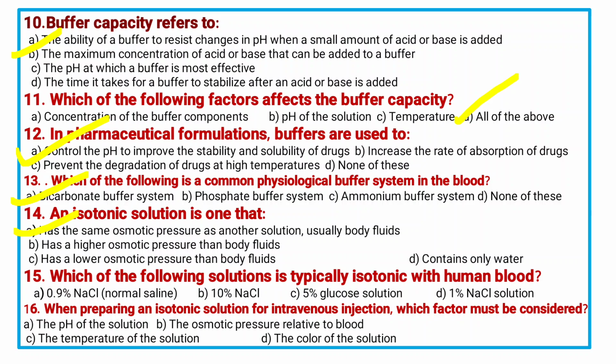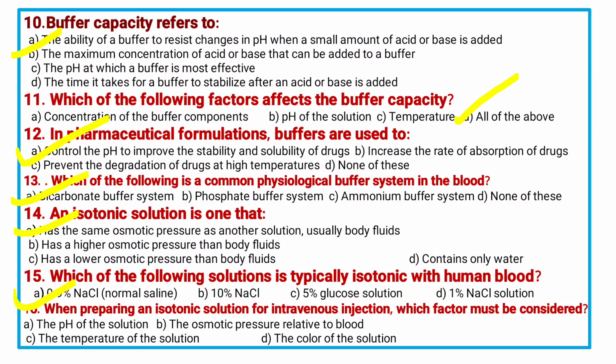Next, which of the following solutions is typically isotonic with human blood? Option A, 0.9% NaCl, normal saline. B, 10% NaCl. C, 5% glucose solution. D, 1% NaCl solution. So 0.9% NaCl is typically isotonic with blood.